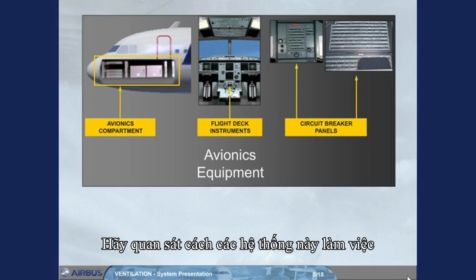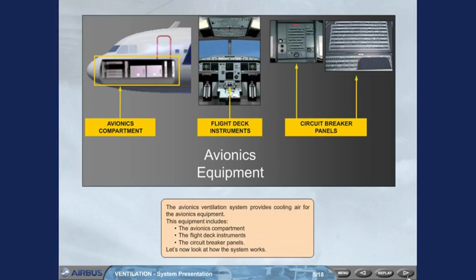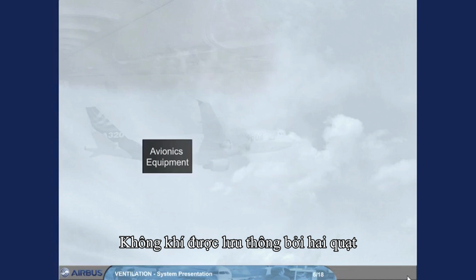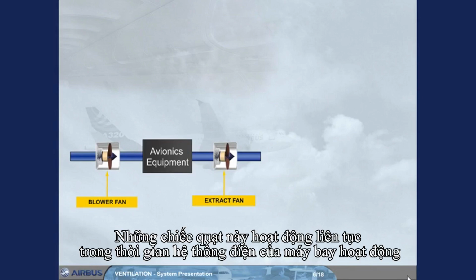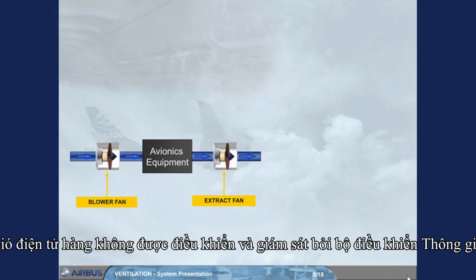Let's now look at how the system works. Air is circulated by two fans, a blower, and an extract. These fans operate continuously as long as the aircraft electrical system is supplied. Note: the operation of the avionics ventilation system is controlled and monitored by an avionics equipment ventilation controller, AEVC.